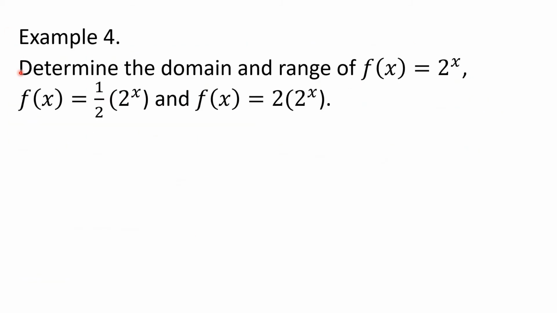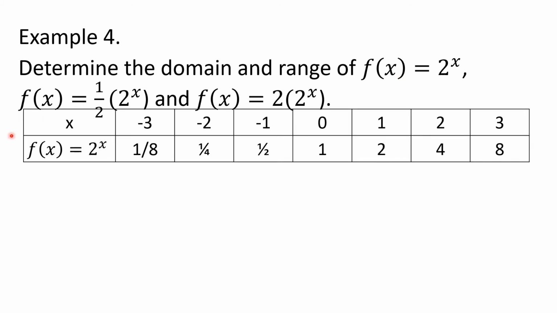Example 4. Determine the domain and range of f of x equals 2 to the x, f of x equals 1/2 times 2 to the x, and f of x equals 2 times 2 to the x. So notice that all b's are 2, positive 2. However, they differ in a values. The first is positive 1, second is 1/2, third is 2. So still all are positives, but let us see how the different values of a will affect the graphs or the domain and the range particularly.